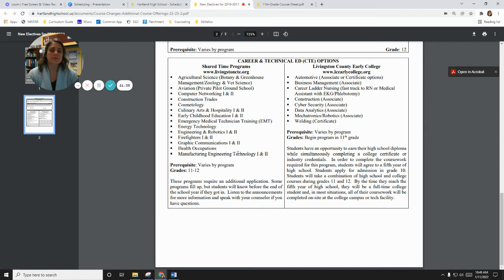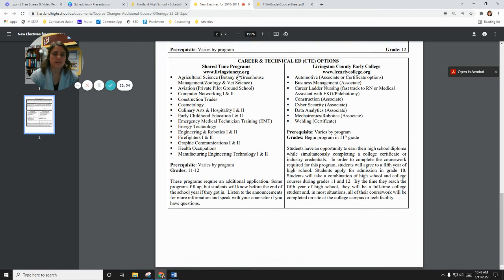Then the shared time programs, you can do a shared time program and not the early college. So that might be more up your alley. These are hands-on. Oftentimes they lead to a certification or the ability to sit for a credential after you finish the coursework. And so you can see here which programs are available. And again, this link is active, so you can click here to learn about those programs. There is an application that I will show you how to access next.